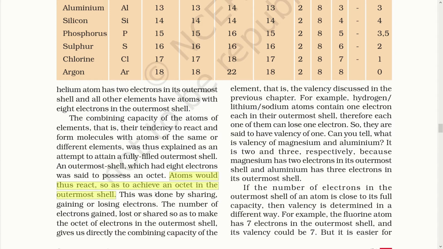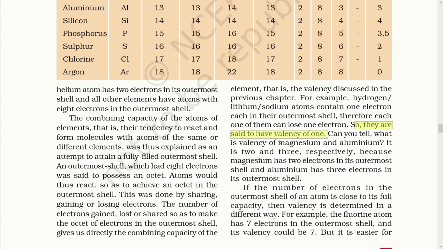This is done by sharing, gaining or losing electrons. The number of electrons gained, lost or shared so as to make the octet of electrons in the outermost shell gives us the combining capacity of the element, that is the valency discussed in the previous chapter. The examples given over here are hydrogen, lithium, sodium, which contain one electron each in their outermost shell. Therefore, each one of them can lose one electron. So, they are said to have a valency of 1.